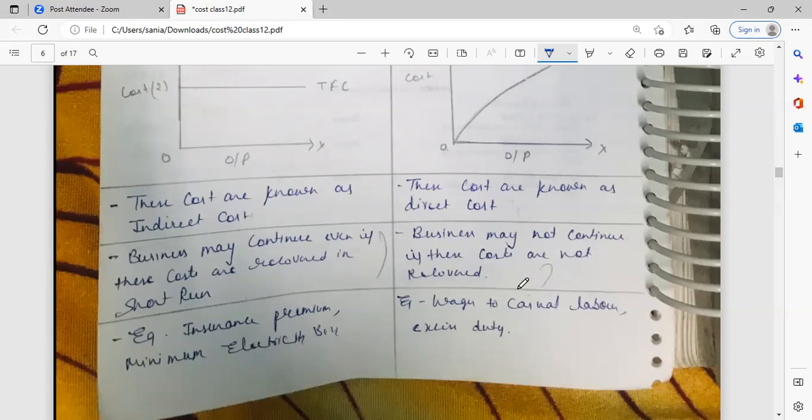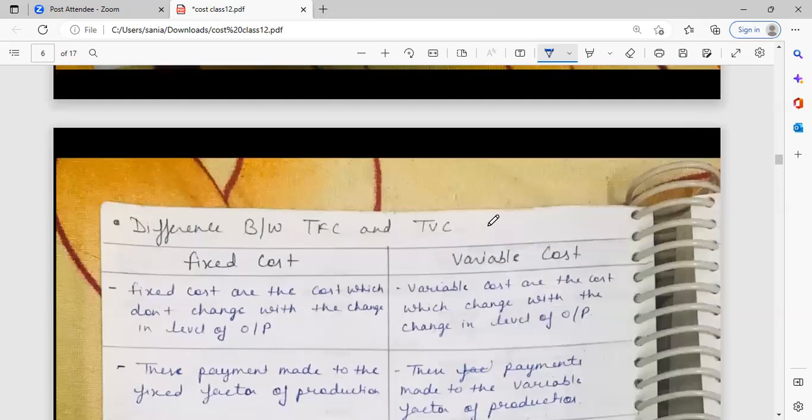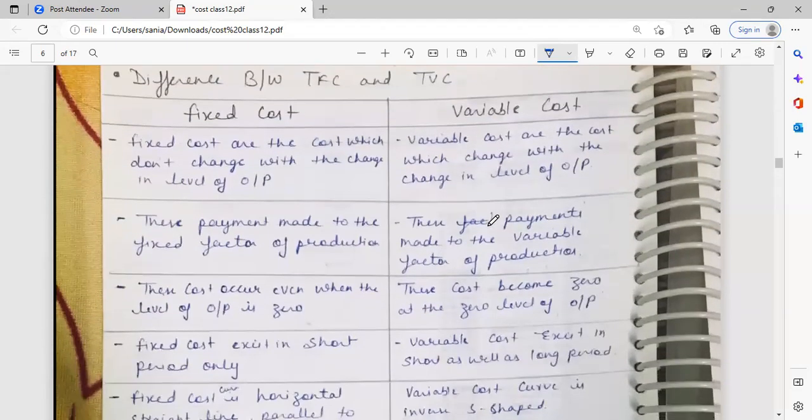Clear? For example, variable means you have an industry, and there the machines. If you don't have machines, you cannot continue the business, right? But for fixed, for example, if you don't have a piece of land, you can continue; maybe you started your work at your home. But without variable factors, you cannot start your business. Examples of fixed costs are insurance premium, minimum electricity bill, and all that. Examples of variable costs are wages to casual labor, excise duty, and everything. Clear? Yes, ma'am. Okay.